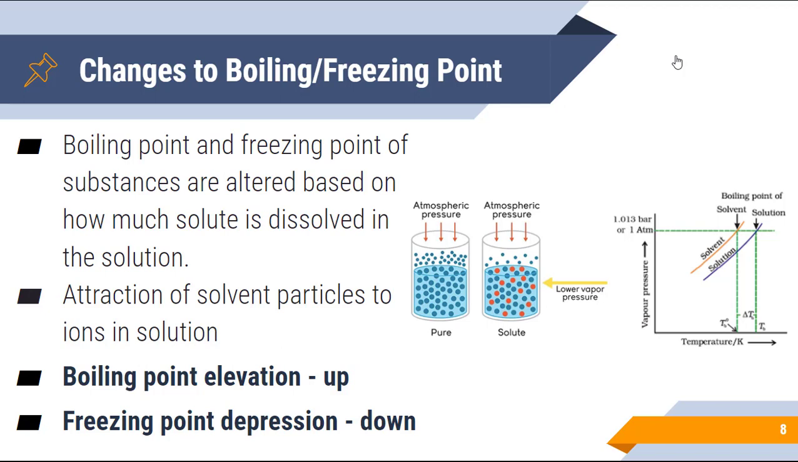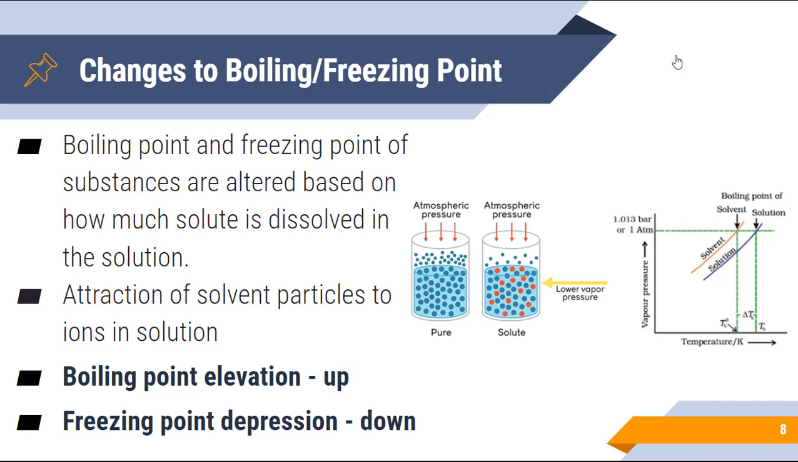So let's talk about some changes to boiling and freezing point. Boiling point and freezing point of substances are altered based on how much solute is dissolved in the solution. The attraction of solvent particles to ions in solution plays a key role in this. When you have solute that forms ion-dipole bonds, in many instances these are stronger than the intermolecular forces between the liquid itself. So when we add a solute, this causes the boiling point to increase and the freezing point to decrease.